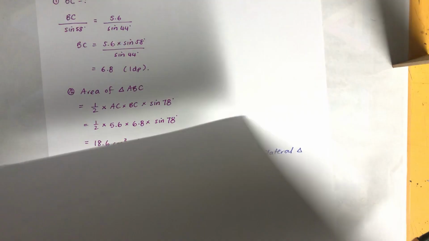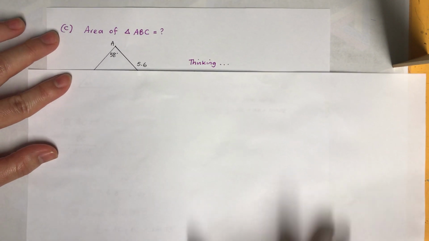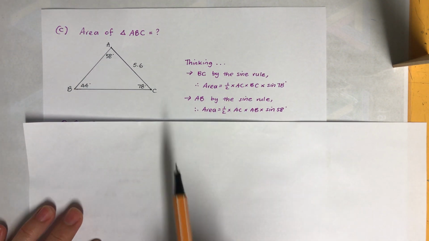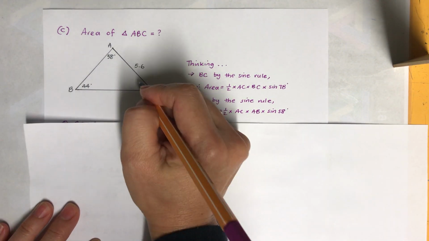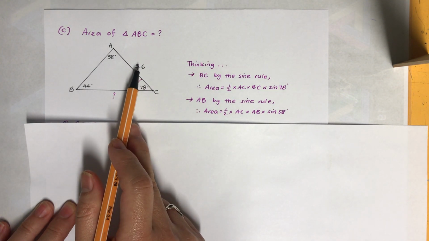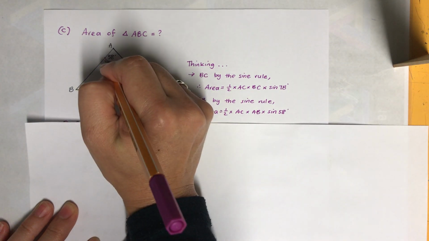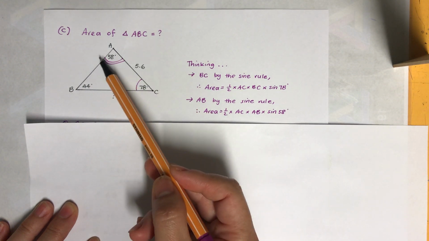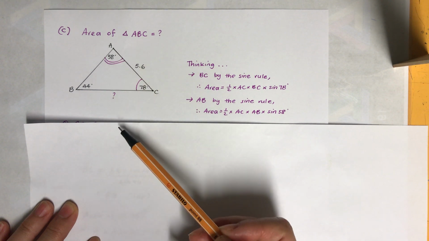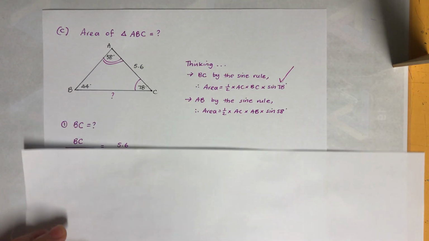Excellent. And then part C says find area of ABC. So I just re-sketched this one. Okay, so I have a few options here. Let's think about this. If I can find the BC, I can use 5.6, 78 degrees, and BC. Or I can use 5.6, 58 degrees, and if I can find AB by using sine rule, I can use that as well. So I've got these two options, but I'm going to use the first one.